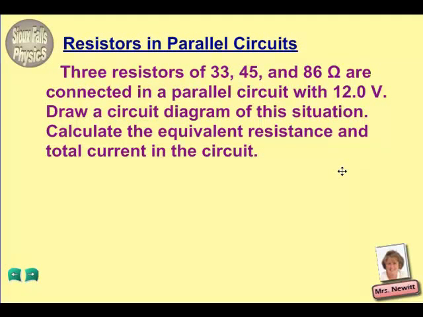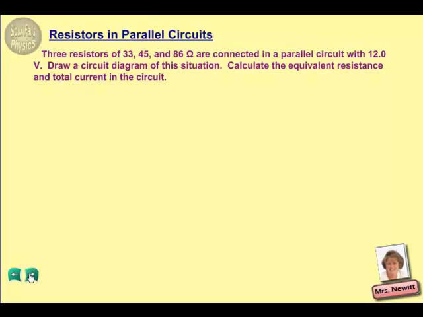3 resistors are given. They're connected in a parallel circuit with 12 volts. We need to draw a circuit diagram, calculate the equivalent resistance and total current in the circuit. We'll begin with the circuit diagram.